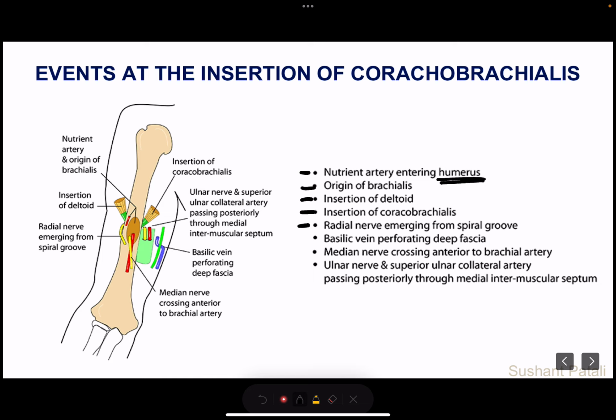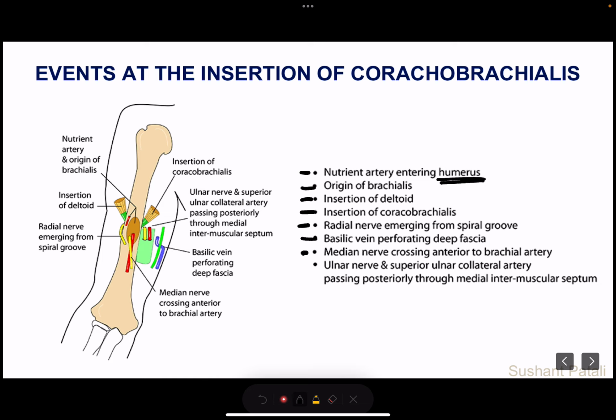We also have the basilic vein perforating the deep fascia. The basilic vein perforates the deep fascia in the middle of the arm at the insertion of the coracobrachialis muscle, and it is joined by the venae comitantes of the brachial artery, and these three veins together form the axillary vein. So then we have the median nerve crossing anterior to the brachial artery.